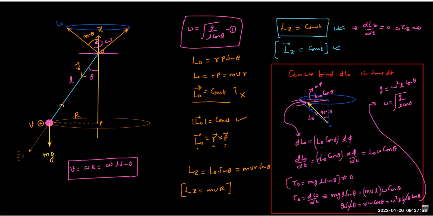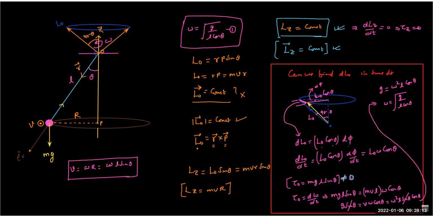And because this is non-zero, there is no question of conservation of angular momentum about O. So you cannot conserve the angular momentum about a point, but you can conserve it about the axis. Okay.